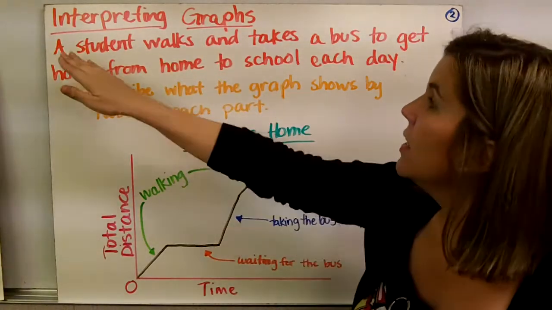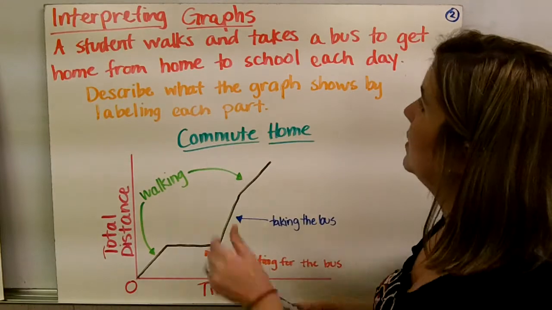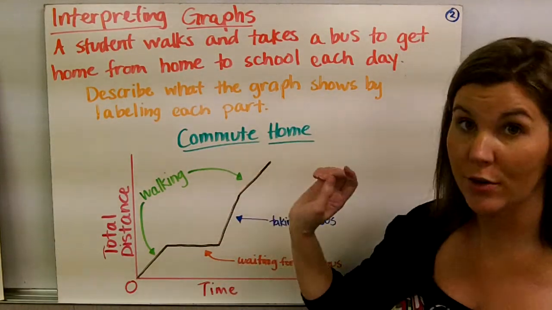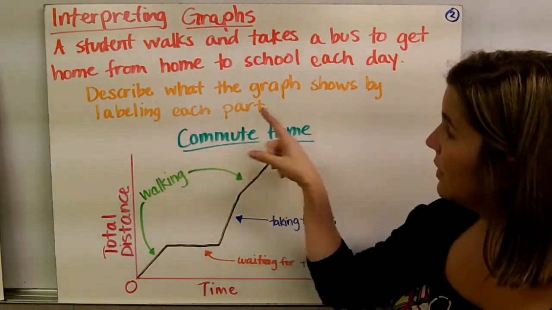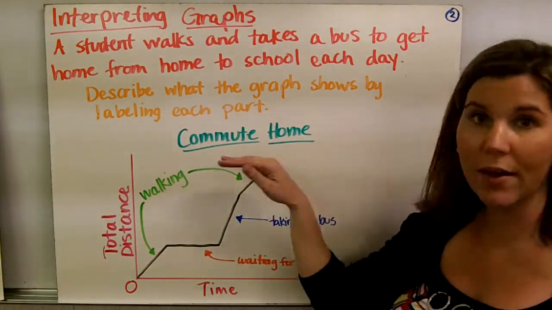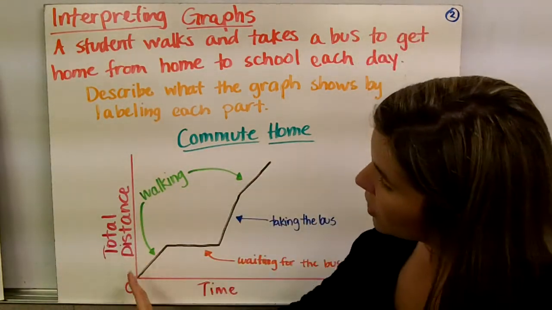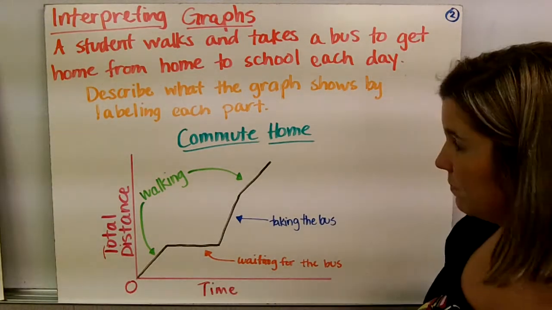Interpreting graphs. A student walks and takes a bus to get from home to school each day. So they're going from home to school. Describe what the graph shows by labeling each part. So here's a graph of your commute home, that means your trip home. You see here, this is the total distance traveled, and this is the time.